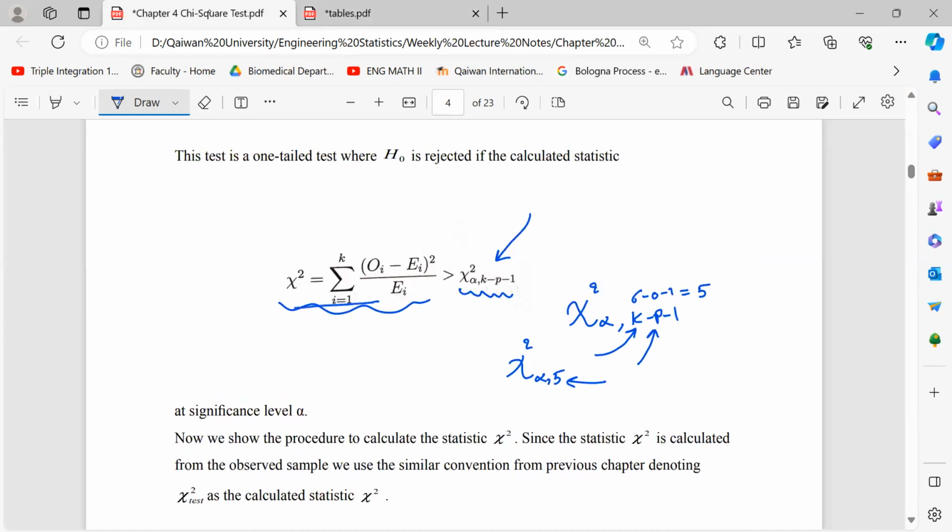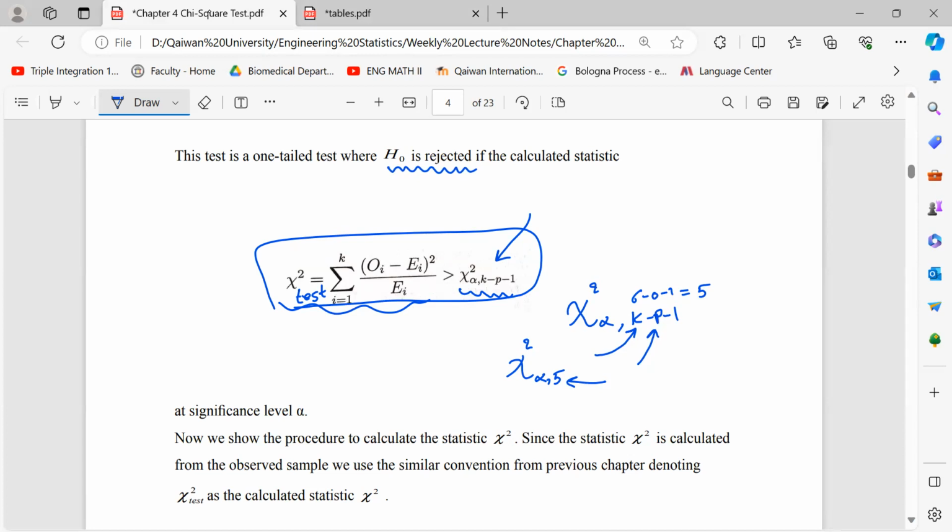So you should know this rule. If the chi-square test, this chi-square test, is greater than the chi-square that you get from the table, which is on the right-hand side of the inequality, we reject H0. We reject the hypothesis which is given in the example.